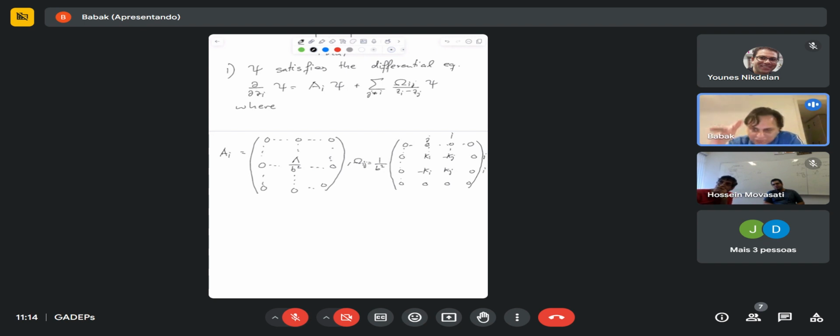The j's and i's are columns and rows. That's where these k's are sitting. And everywhere else in between, they are just zeros, right? So these are the only non-trivial entries. And so these are matrices, A and omega, acting on this vector psi.